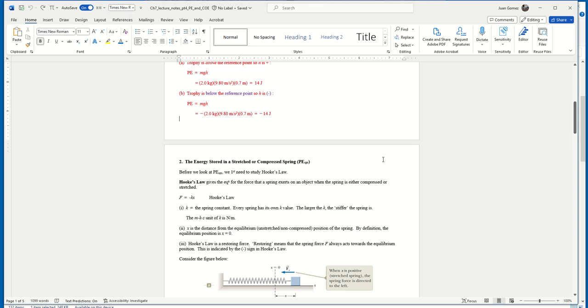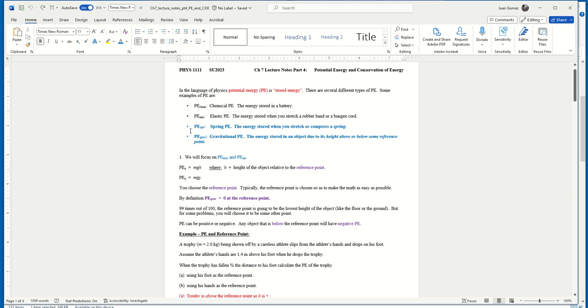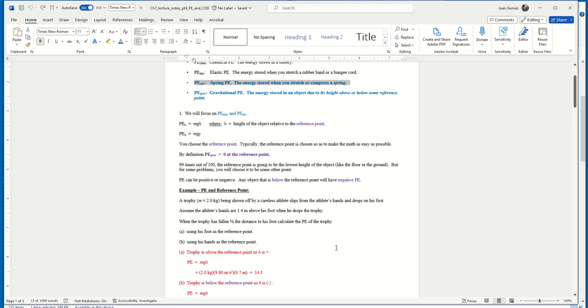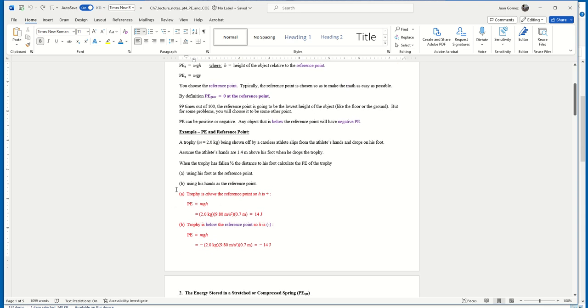Now let's finish up. What about PE spring? The energy stored when you stretch or compress a spring. Well, actually, let me save this video and do PE spring in a separate video. But again, if you can understand what we mean by the reference point, that's really all you need to get from gravitational potential energy.